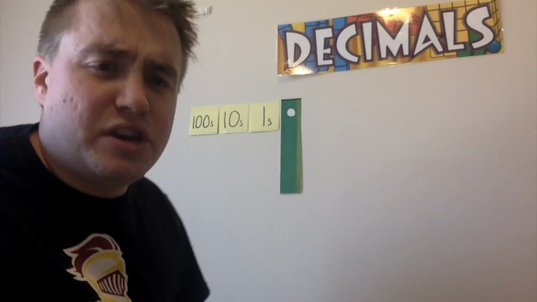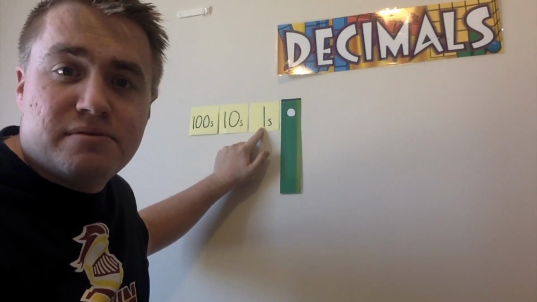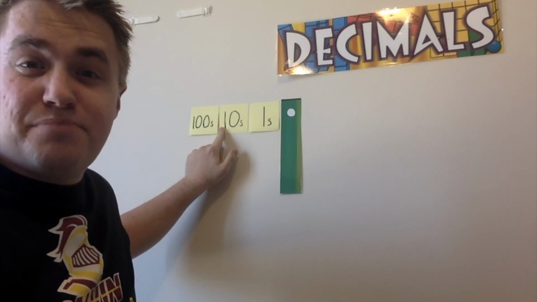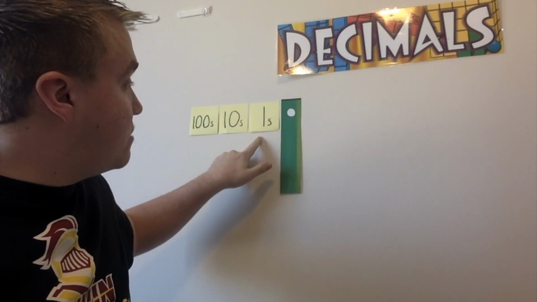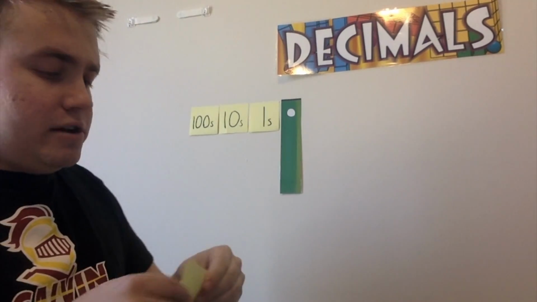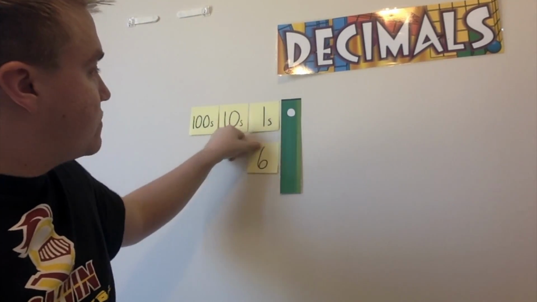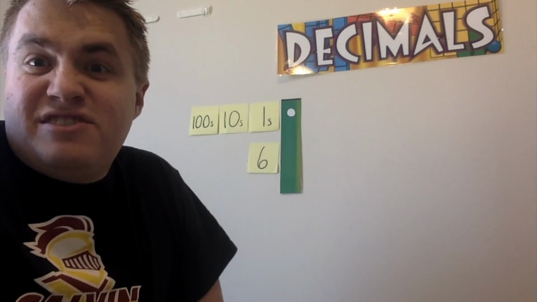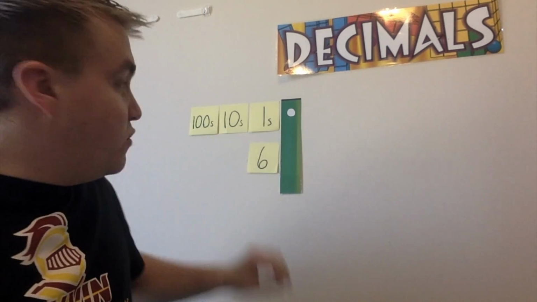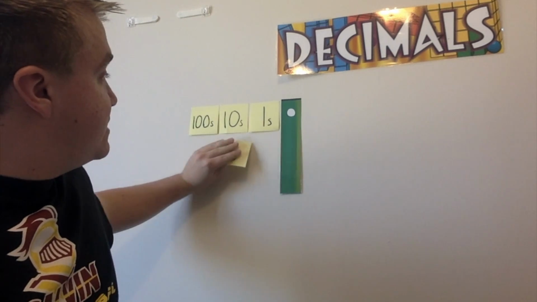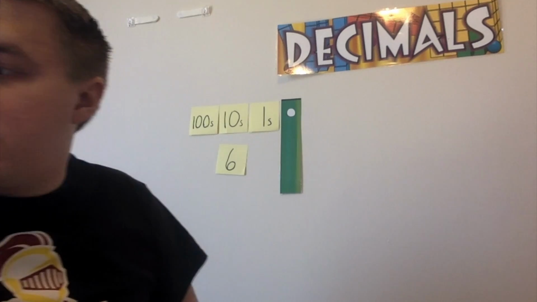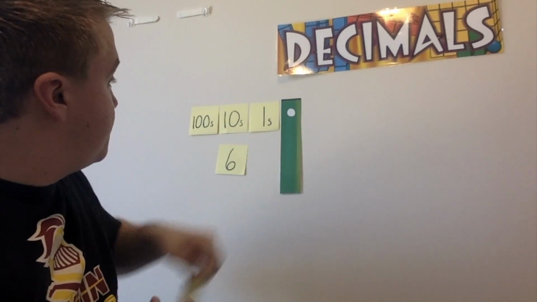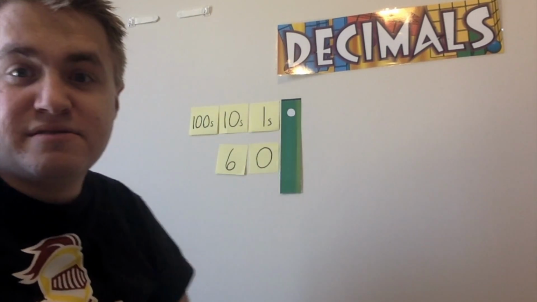And I know at the beginning of the year, we did talk about our ones place value, our tens place value, and our hundreds place value. So if I were to have a number 6 in my ones place value, then that's just 6. But if I move that 6 over to the tens, all of a sudden it becomes 60, right? If I were to add a 0 to the ones, then it becomes 60.